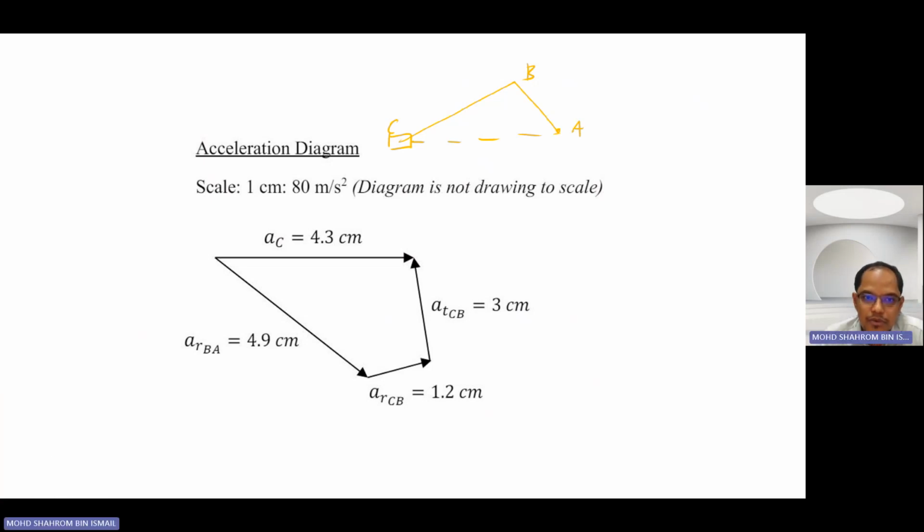In order to draw, we're going to set the scale to be 1 centimeter equivalent to 80 meter per second squared. So we know this one is clockwise, so we start by pointing downward. We draw this.